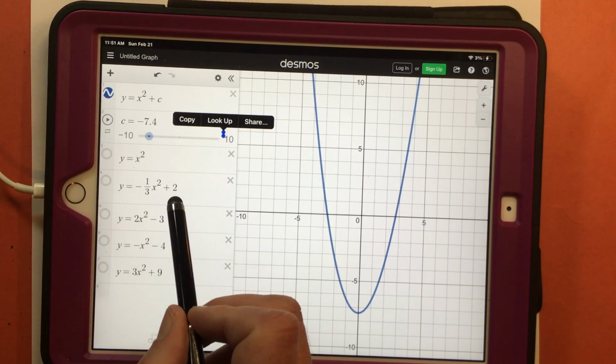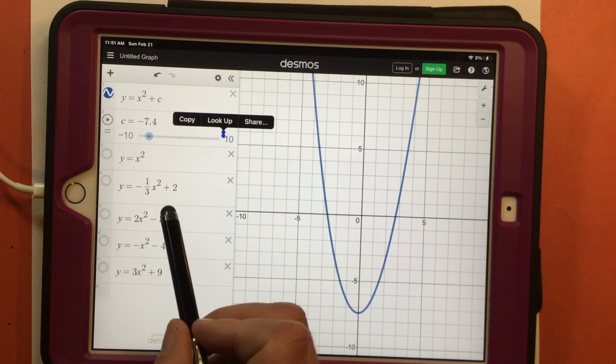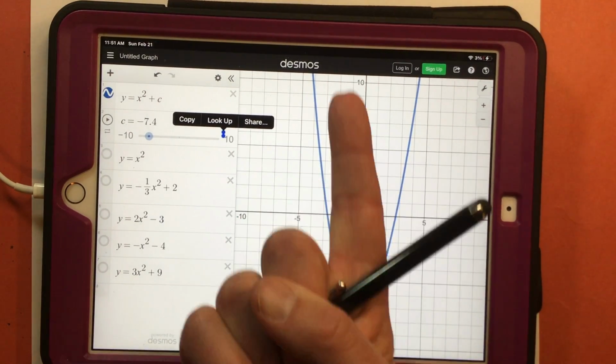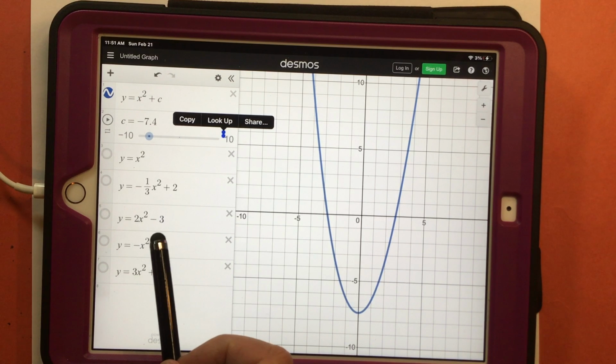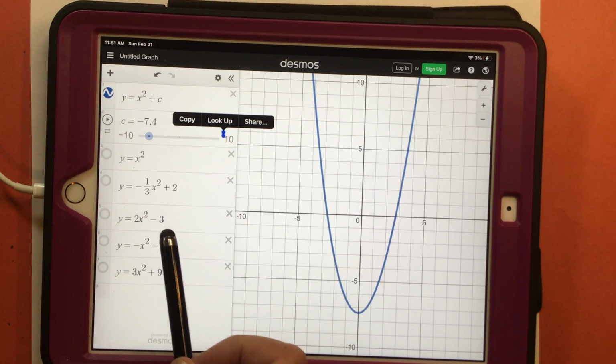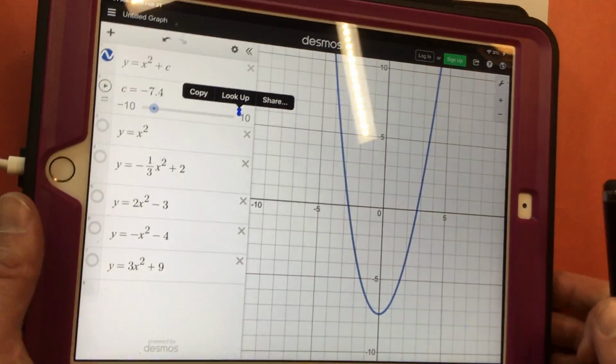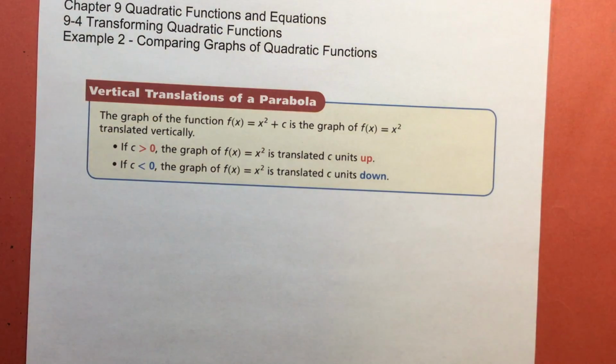But just look at the plus 2. That means that from the parent function, that graph is going to move up 2. Vertical translation, a slide upwards, up 2. This one's going to go down 3. This one's going to go down 4, and this one's going to go up 9. All right, so I'm going to come back to that in a second.